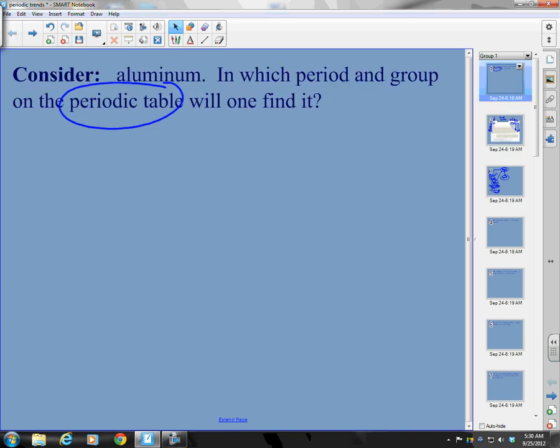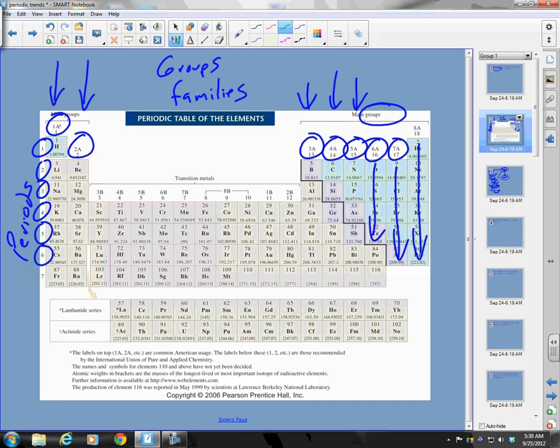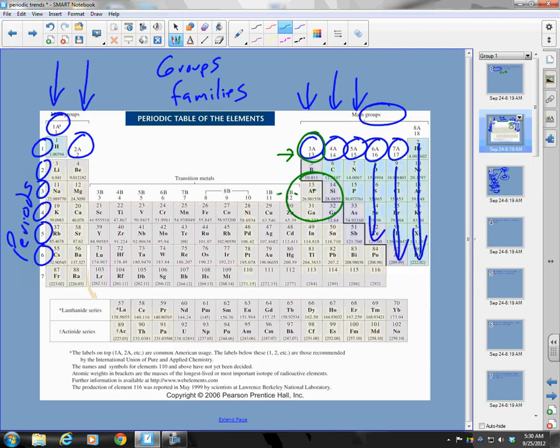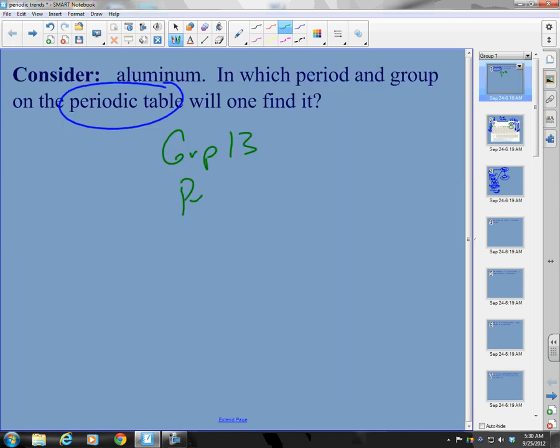Consider aluminum. In which period and group will one find it? I think we can answer our question now. Where's aluminum? Here is aluminum. What group is it? I go up to figure out the group. It is in my 3A or 13. Let's call it 13. So it is in group 13. And what period is it? Period 3. So it's period 3 in group 13.